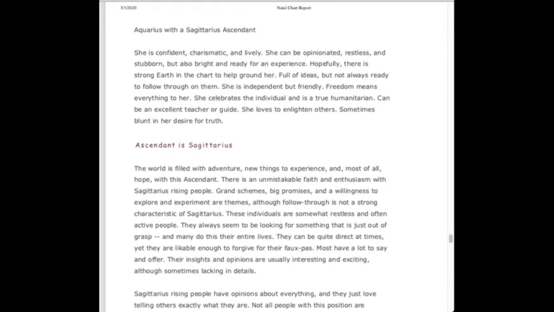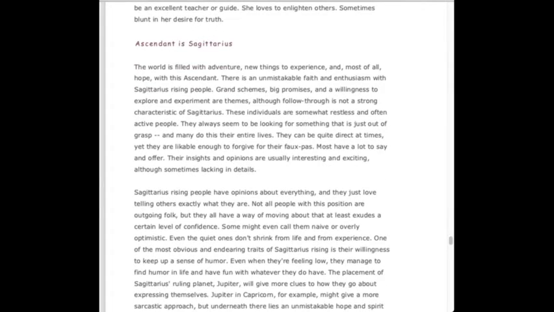Most have a lot to say and offer. Their insights and opinions are usually interesting and exciting, although sometimes lacking in detail. Sagittarius rising people have opinions about everything, and they just love telling others exactly what they are. Not all people with this position are outgoing folk, but they have a way of moving about that at least exudes a certain level of confidence. Some might even call them naive, or overly optimistic. Even the quiet ones don't shrink from life and from experience.